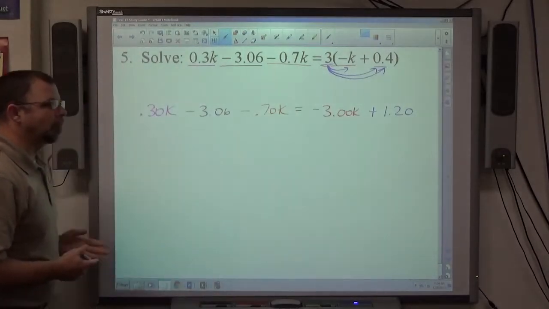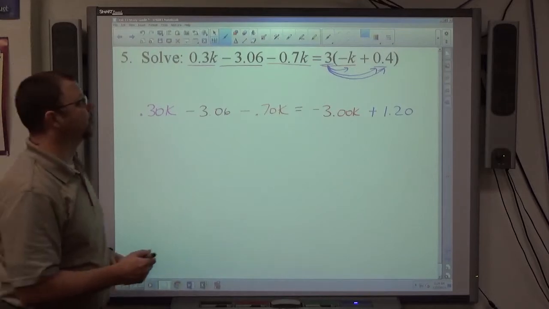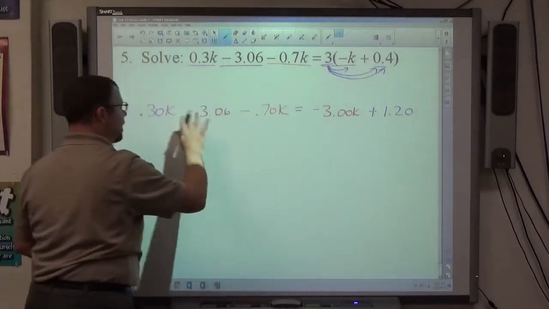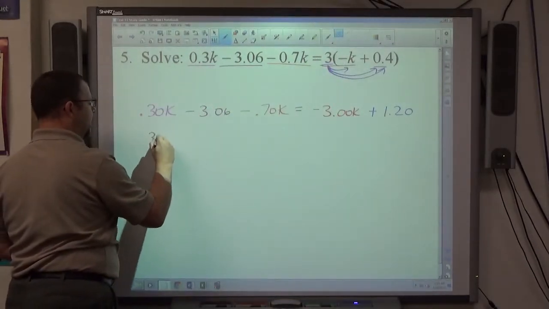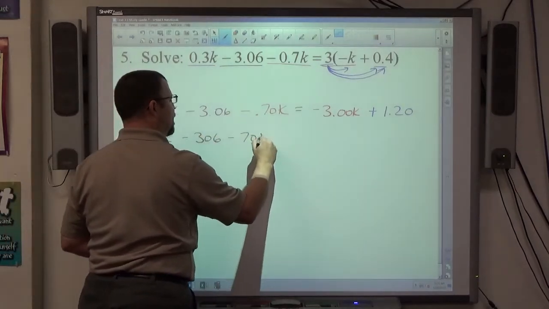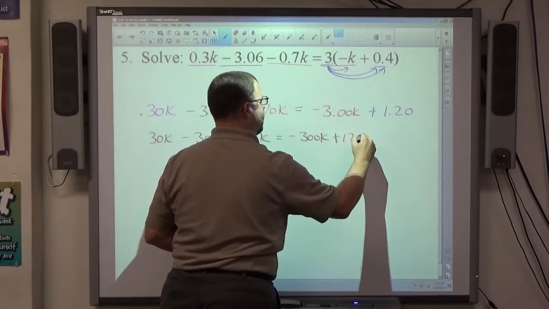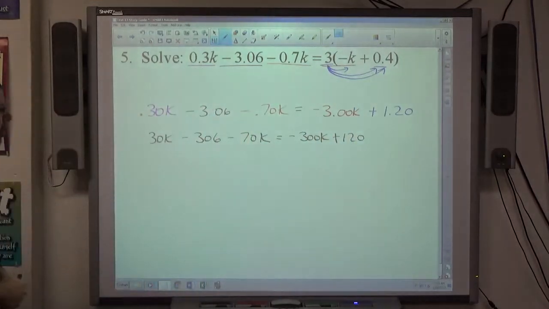Once everything has 2 decimal places, you can rewrite the problem in exactly the same form, just without the decimals. So the original problem is this. The new problem becomes 30k minus 306 minus 70k equals negative 300k plus 120. And just like that, you have an integer equation instead of a decimal equation. Again, for my beliefs, integers are easy to work with.